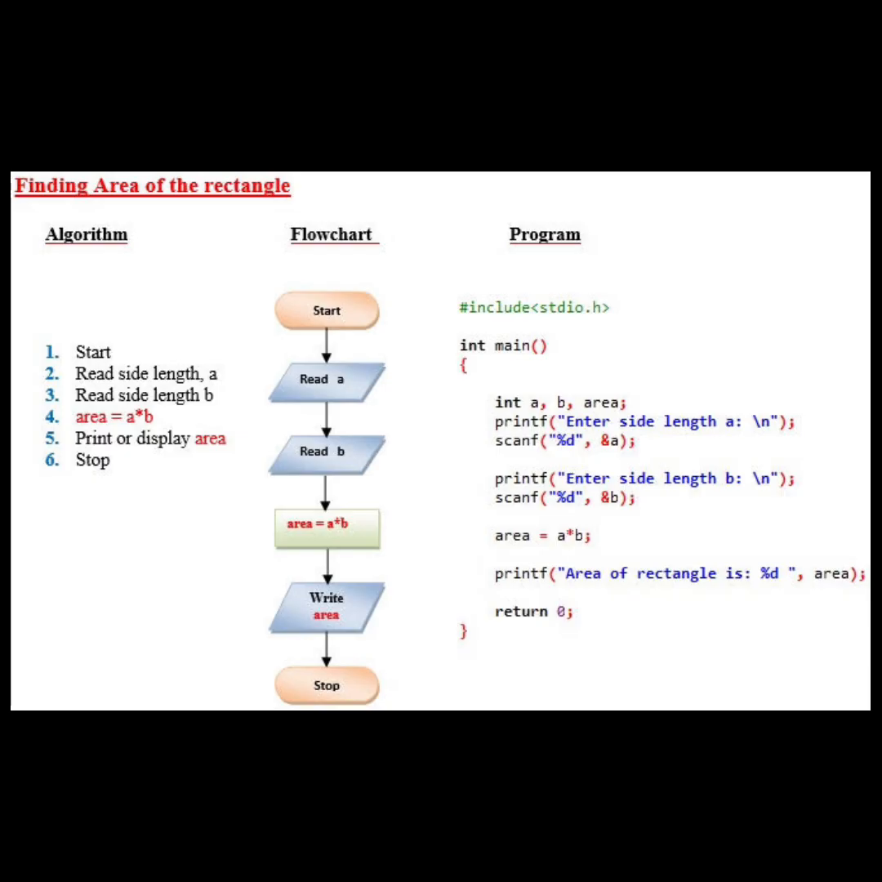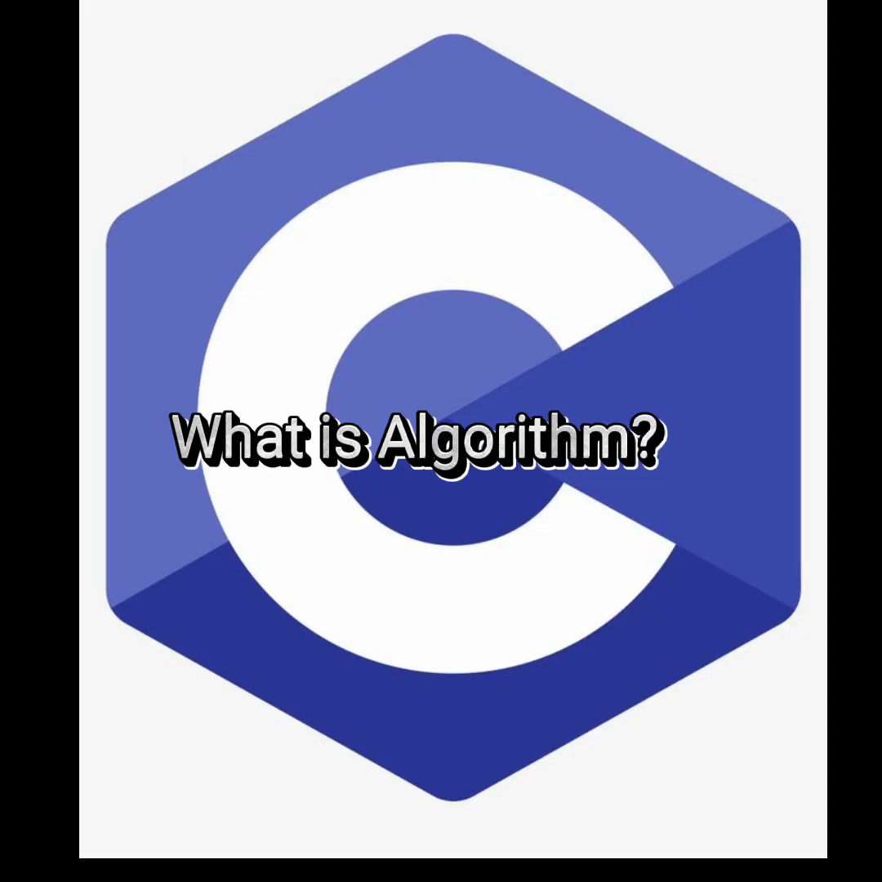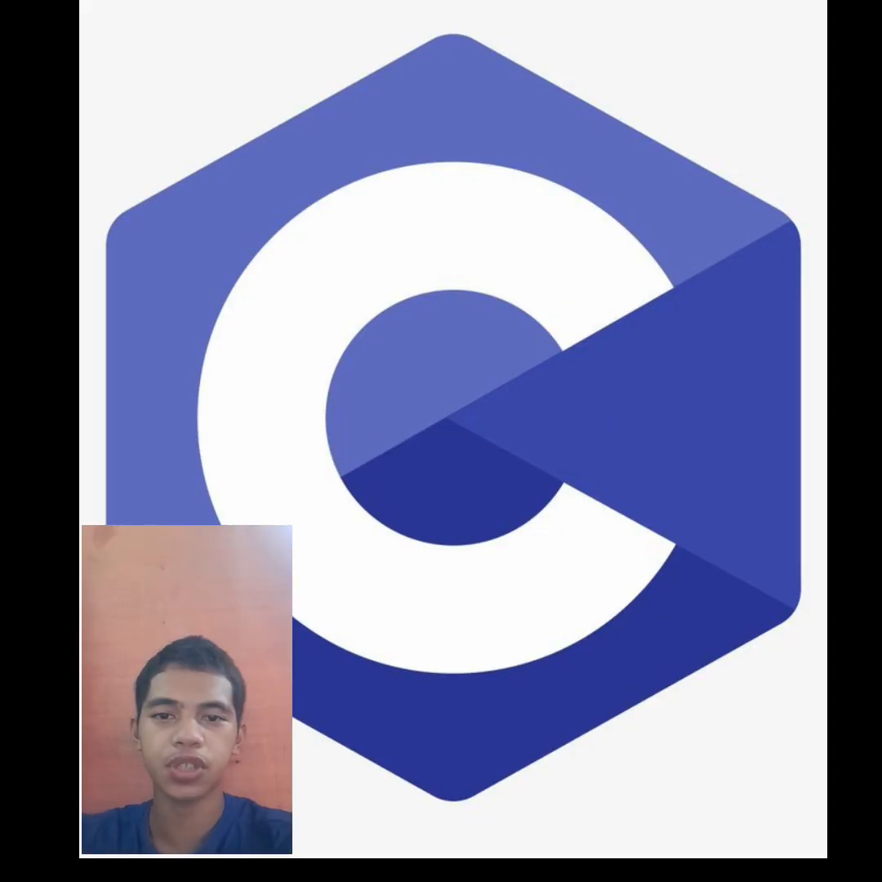Moving on, we're going to talk about the pseudocode, algorithms, and flowchart of C programming. What is an algorithm? Well-defined procedures for solving a specific problem or performing a specific task. Algorithms are fundamental in computer science and programming because they provide a structured way to solve problems and achieve goals. They can be implemented in various programming languages and used in various applications.